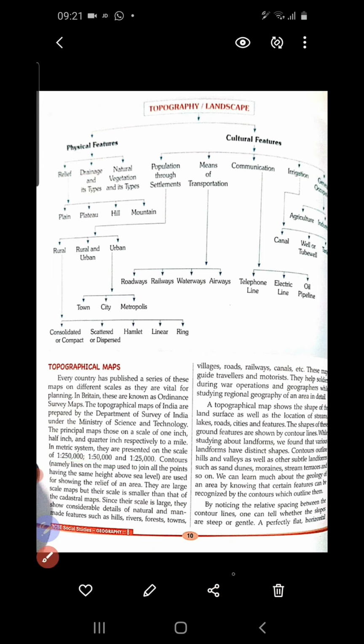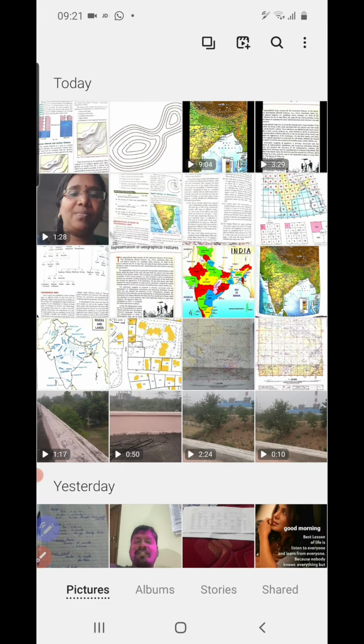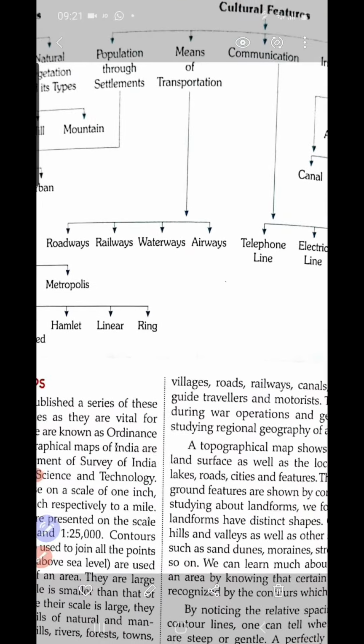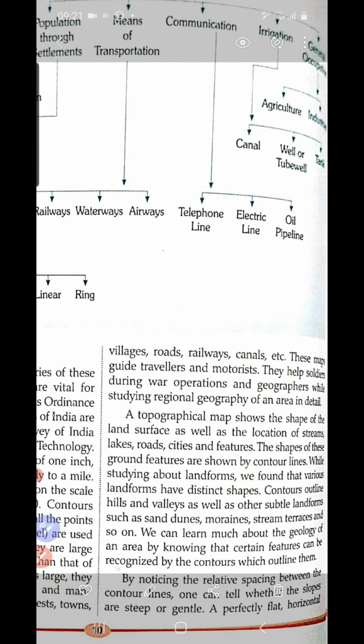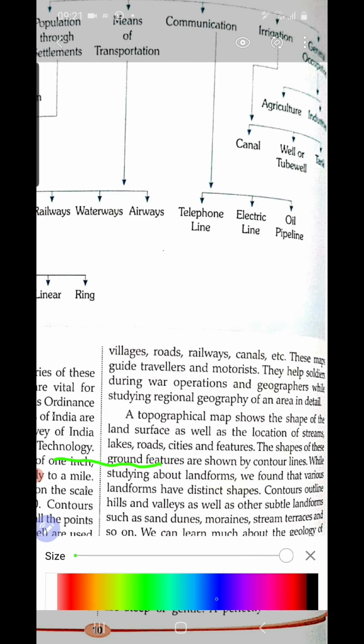Moving to the next paragraph, we discuss that the topographical map shows the land surface as well as the location of streams, lakes, roads, cities and features. You can find it from here. The shape of the ground and its features are all shown by contour lines. Contour line is one of the important features you can find in the topographical map.